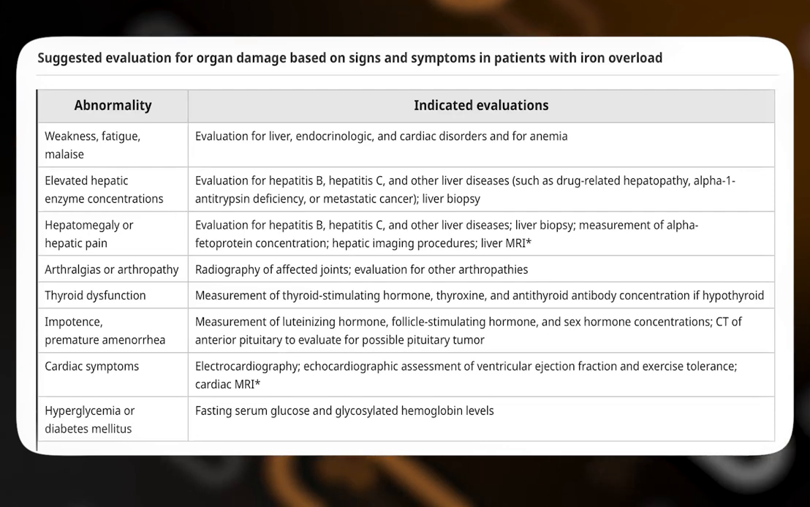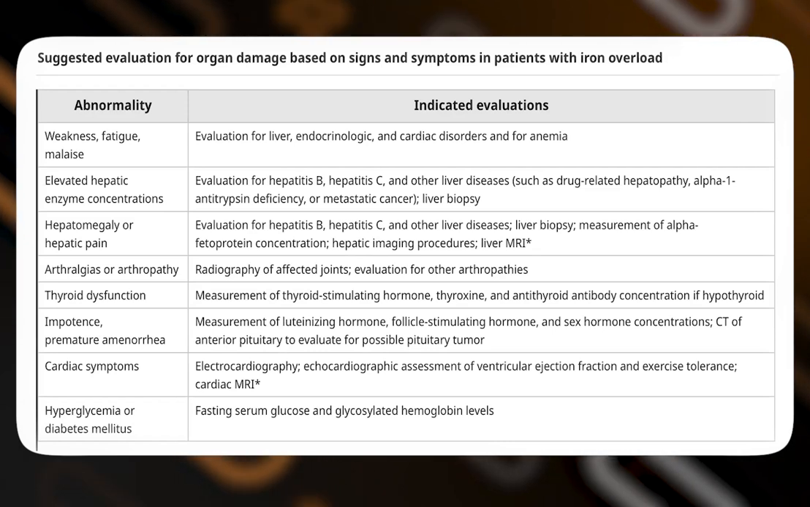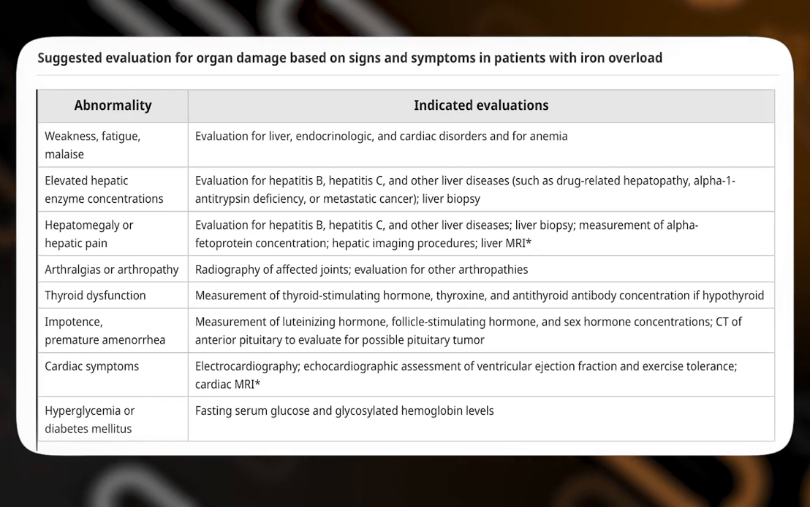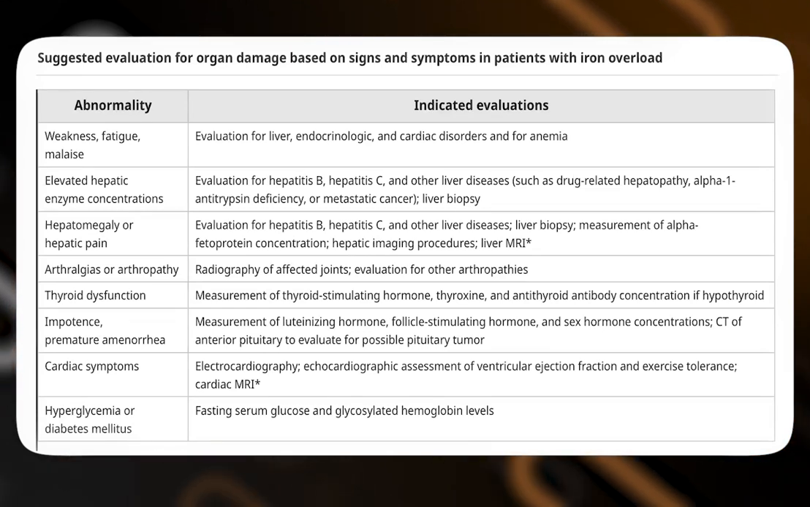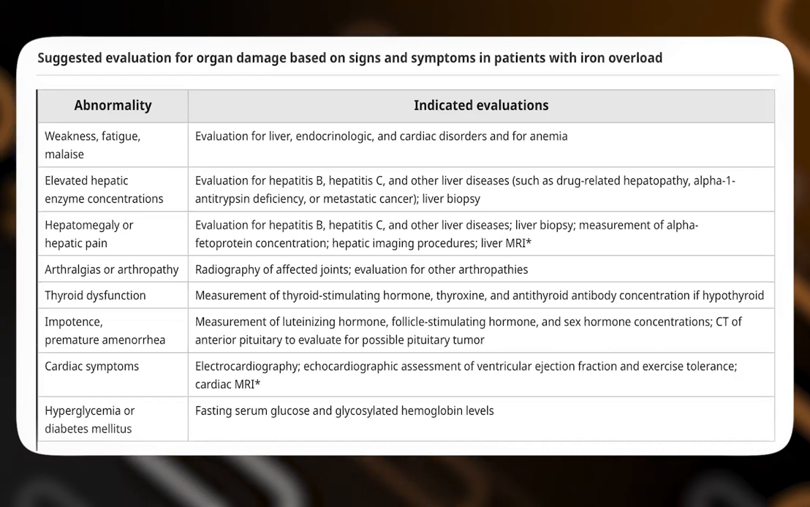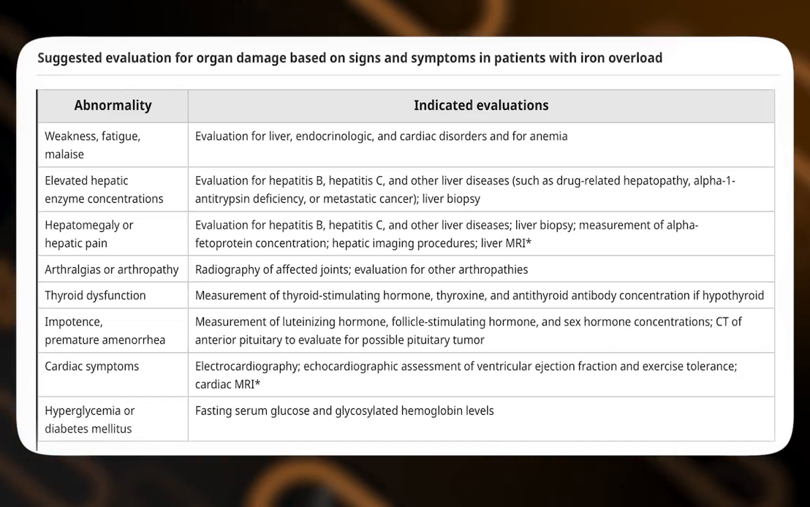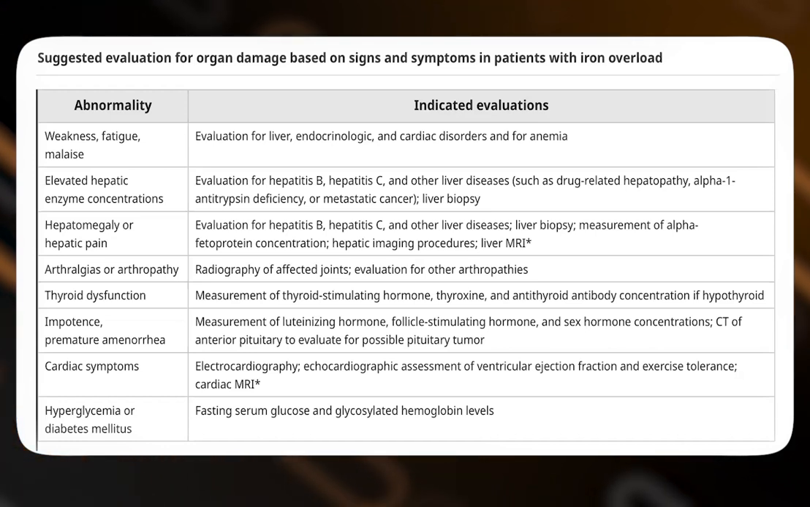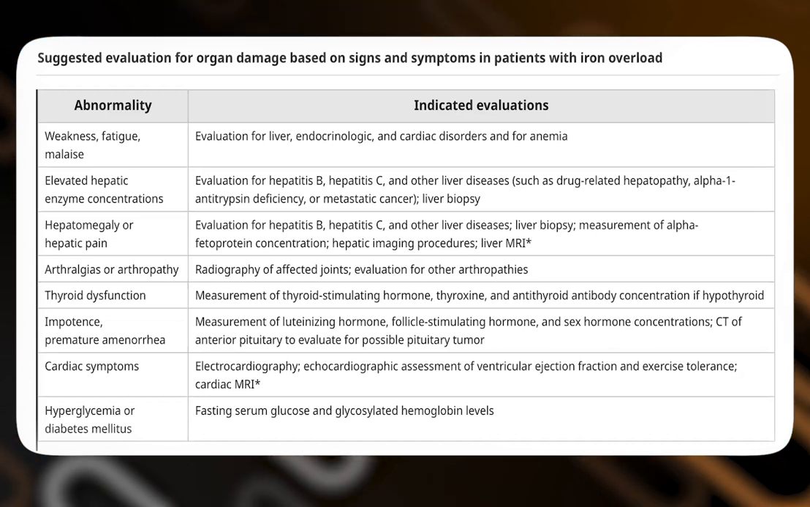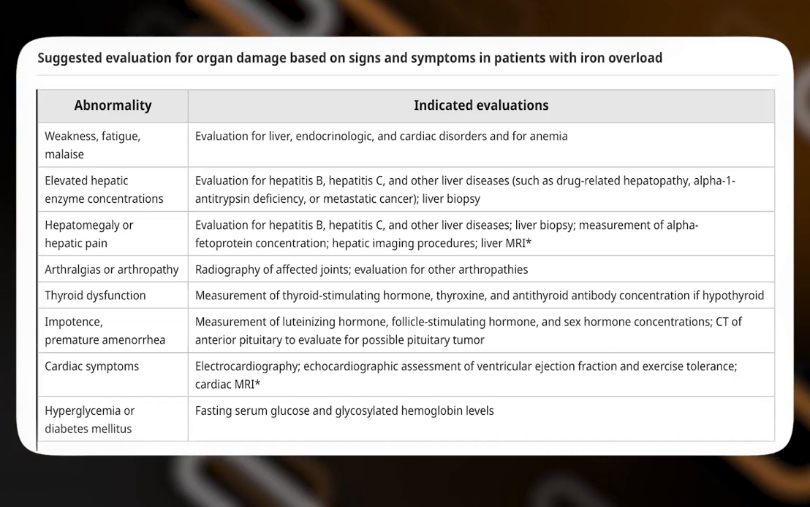Suggested evaluation. As I discussed, you can go and assess every organ. If weakness and fatigue are there, evaluate for liver, endocrine, and cardiac disorders. Even before reaching a diagnosis, you should rule out other causes of chronic liver disease like hepatitis B, C, and drug induced causes. For arthropathy, you can do radiographs; thyroid functions, then hypopituitarism and hypogonadism, so testing for the hormones; then cardiac MRI, ECG, echo, and of course for diabetes.